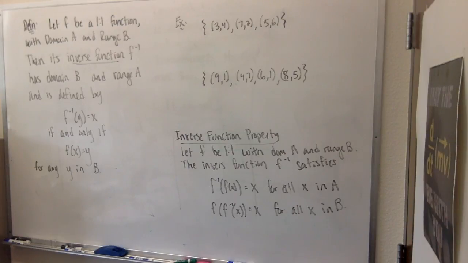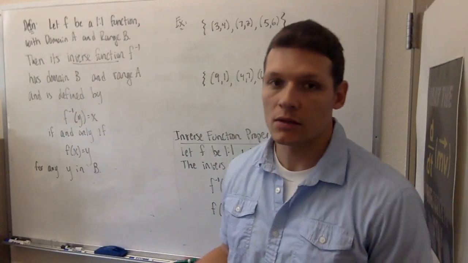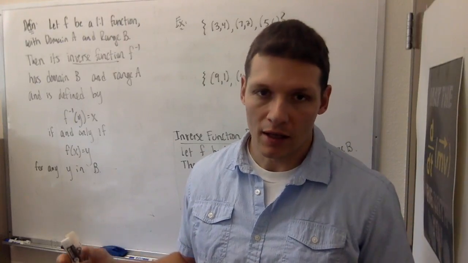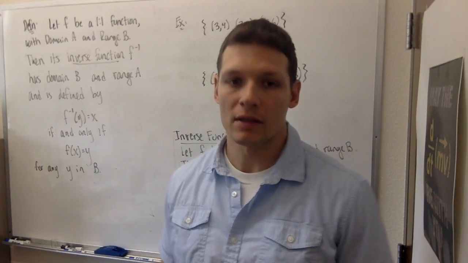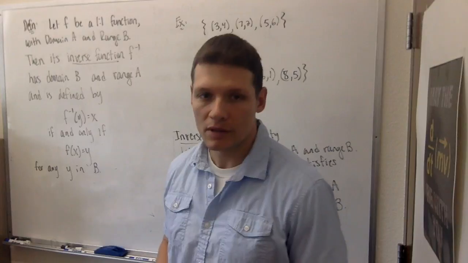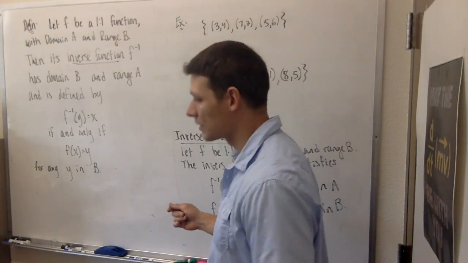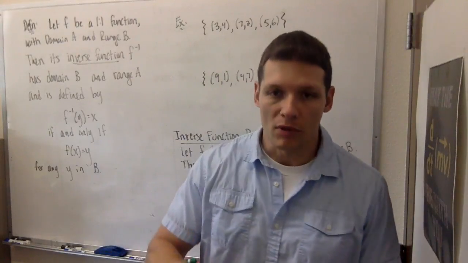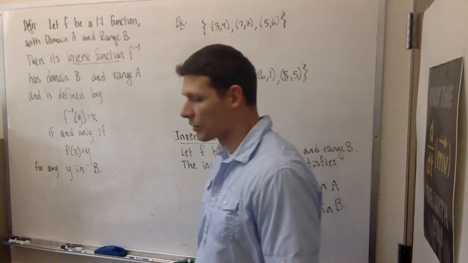Continuing on: if I have a one-to-one function with domain A and range B, then we can talk about its inverse function, f inverse, which has domain B and range A, and is defined by the rule f inverse of y equals x if and only if f of x equals y, for any y in the set B. An inverse function basically undoes what a function does, and it only exists if your original function is one-to-one.